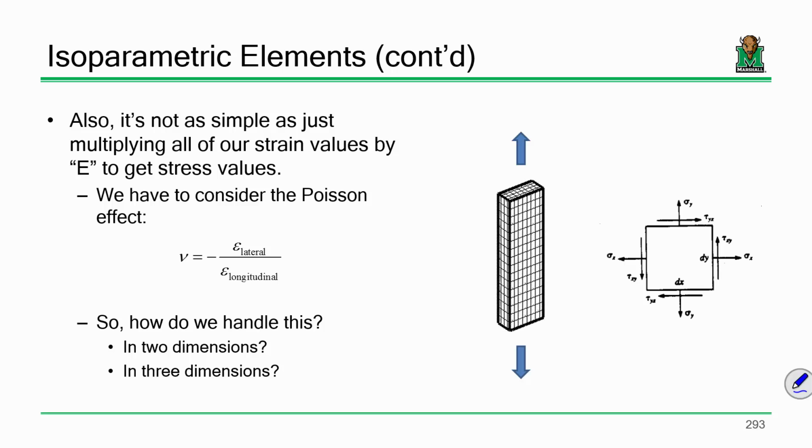What really makes things complicated is the Poisson effect. If you apply a load and you get a strain in one direction, you're going to get strains in the opposite or perpendicular directions as well because of the Poisson effect. Because remember, if you take a material and stretch it, it gets longer, but it also gets thinner. Okay? And that ratio is what we call the Poisson effect.